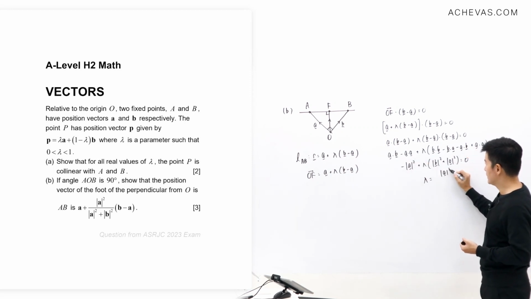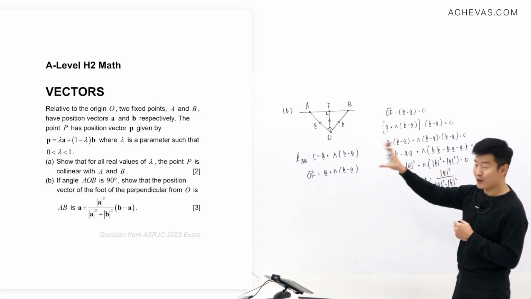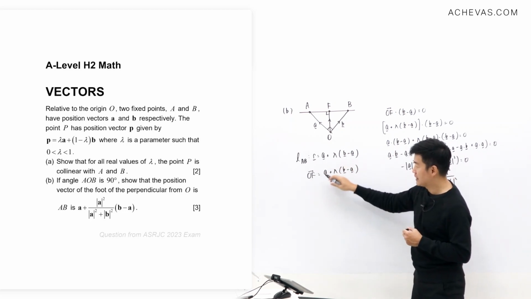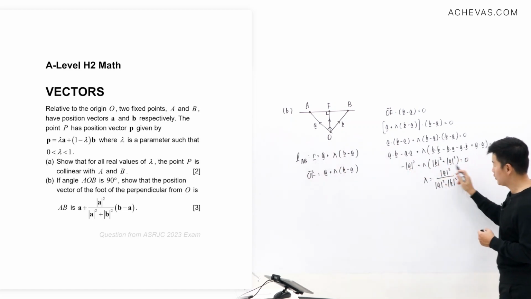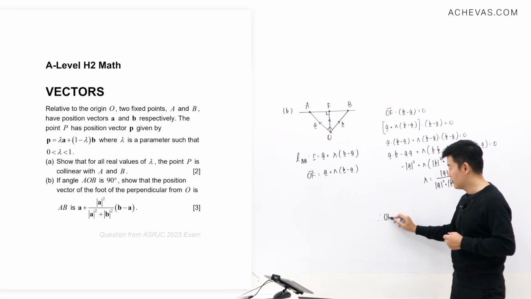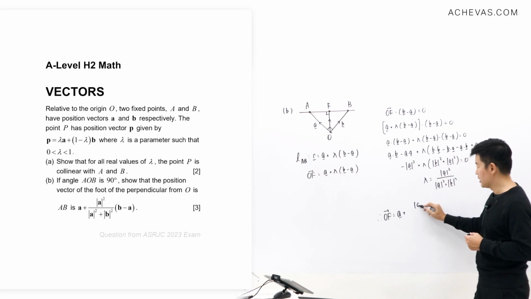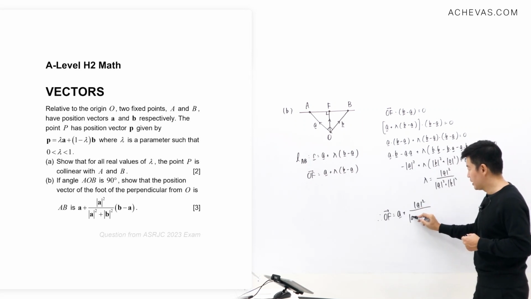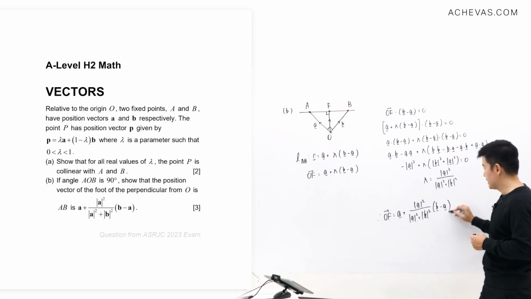We have modulus of A squared divided by modulus of A squared plus modulus of B squared. And if we were to show what the question wants, it is going to be the position vector of this point F, the foot of the perpendicular, with lambda now being substituted by this. So therefore, the position vector of the foot of the perpendicular is going to be equal to A plus modulus of A squared divided by modulus of A squared plus modulus of B squared, times B minus A. And this is what the question wants us to show.